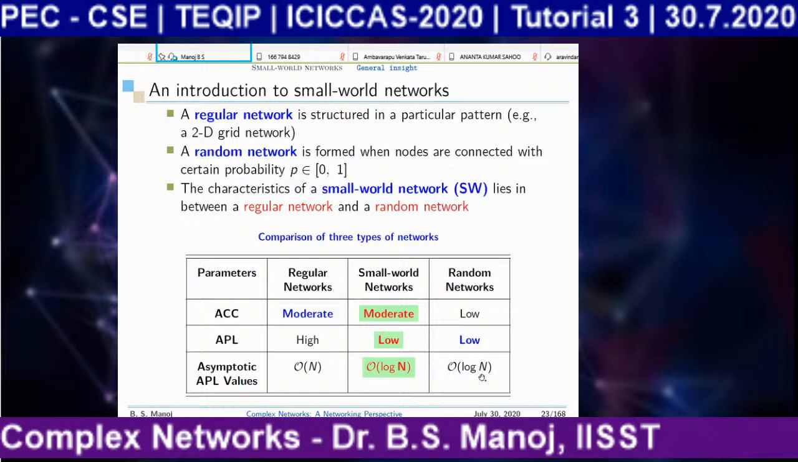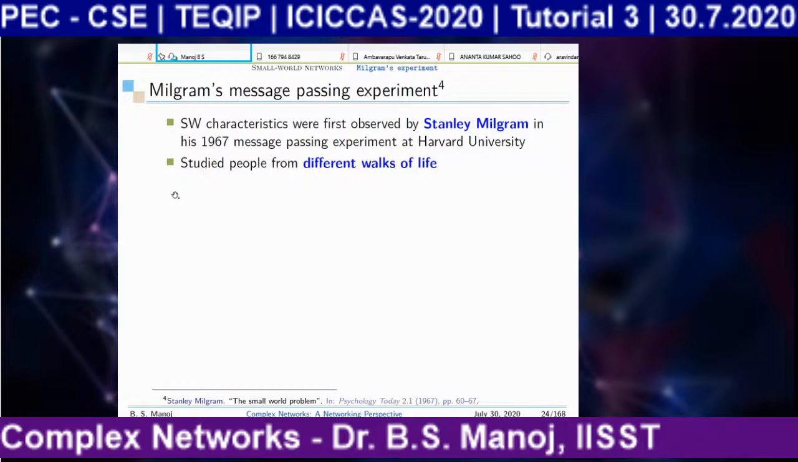Now the question is, why is a small world network called a small world network, and what are the insights that we can get from that? So the small world characteristic was first observed in social network studies done in the US in 1967 by a scientist called Stanley Milgram. He actually studied how people are connected among themselves in two cities, Wichita and Omaha.